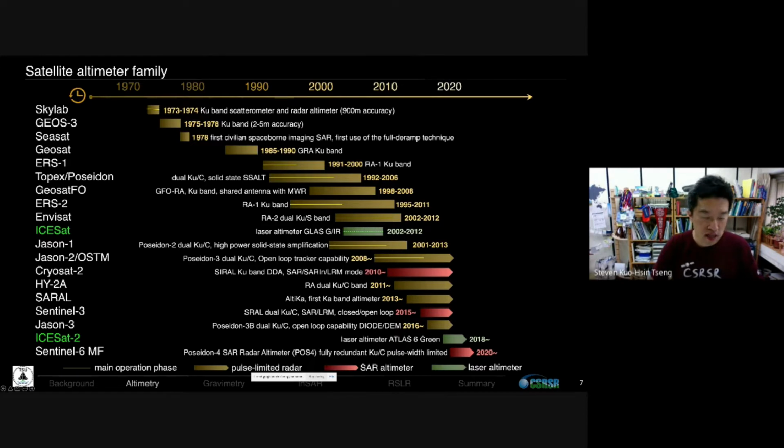And not only NASA and ESA, even the Chinese government has the Haiyang altimeter, and India has SARAL/AltiKa, which uses a Ka band. So you can see that it's a family of altimeters. Today, Jason-3, ICESat-2, and Sentinel-6, we are still trying to continue the time series by using many satellite altimeters.